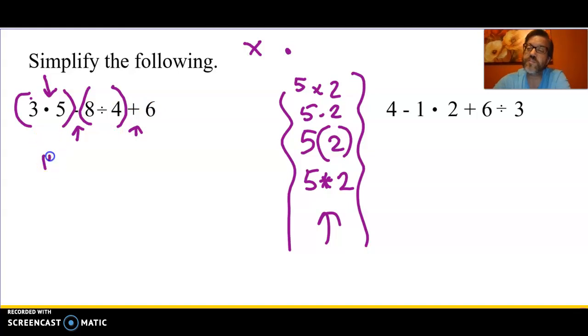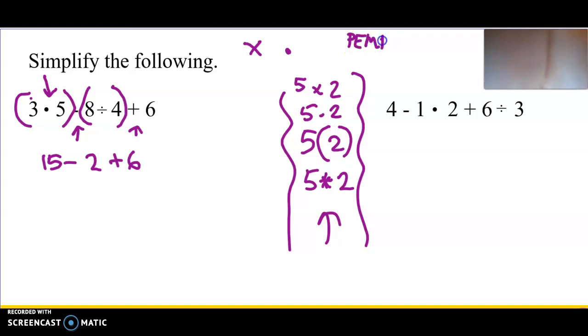So 3 times 5 is 15. Minus, we have our subtraction sign right here. 8 divided by 4 is 2. And then we have plus 6. At this point, I'm just going to do this in the order that it appears from left to right. Remember, sometimes people say, well, wait, isn't adding done before subtracting? Well, again, these are done in the same step in the order they appear from left to right. Subtracting appears first here, so I will subtract before I add.